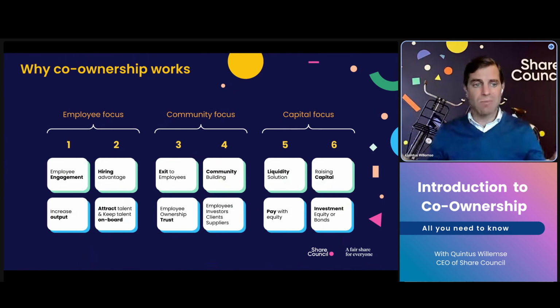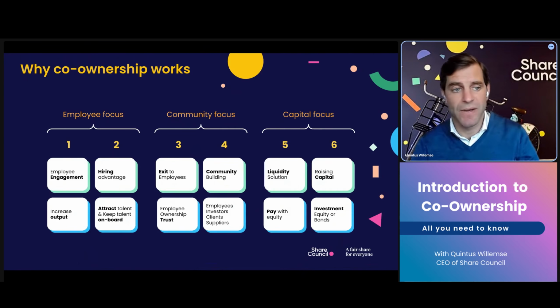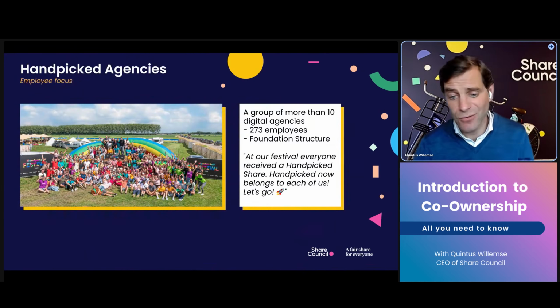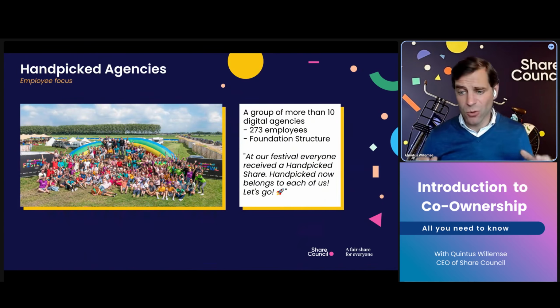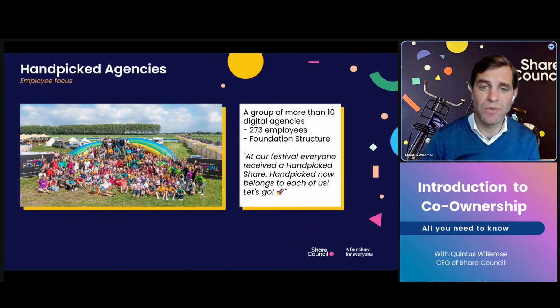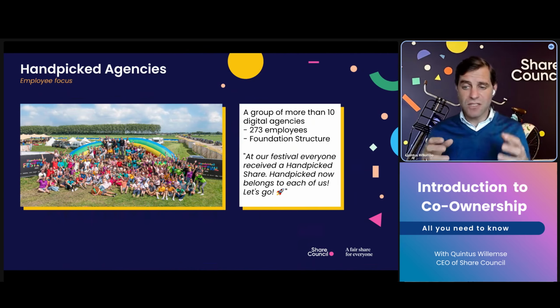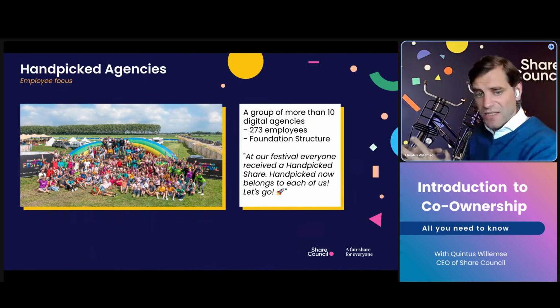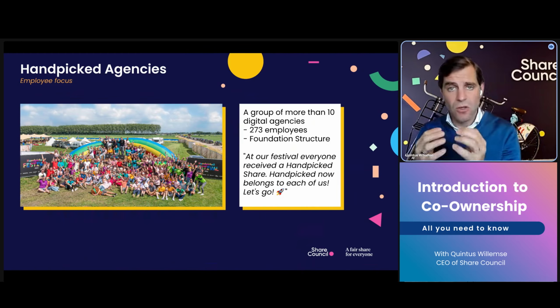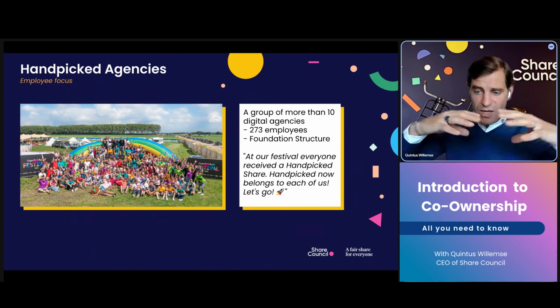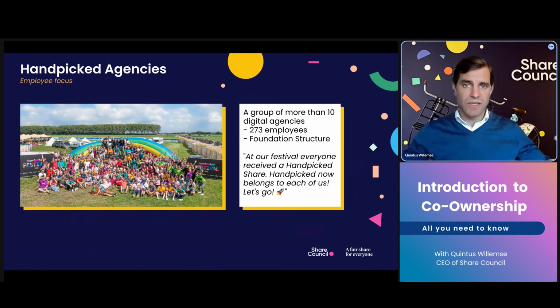So these are the three main pillars: employee focus, community focus, and capital focus. And co-ownership works for all three of these. Now, we have a few fantastic examples in this, and one I always like to share is Handpicked Agencies, a company from the south of the Netherlands. They actually buy and merge digital agencies. Interestingly enough, what they do is they buy a digital agency, they keep the local name, the local brand, the local team, the true company, and they build up this network of local companies.